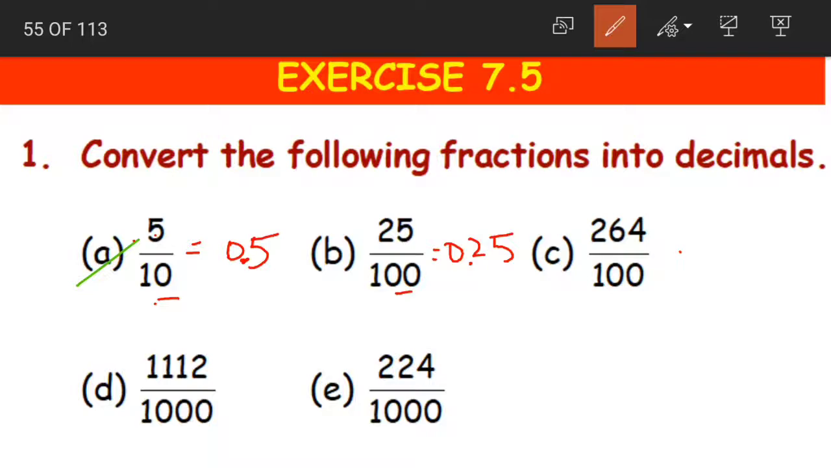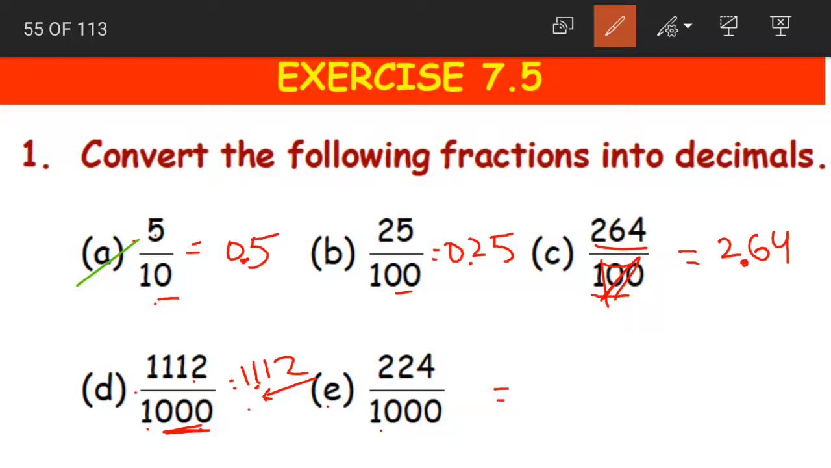Coming to question C, 264 by 100. Both the number of digits are same, so we write the numerator as it is, and in the denominator we have 2 zeros. So after 2 digits from the right, I am placing the decimal point. 2.64 becomes our answer. The same way question D, the number of digits are same, so writing the numerator as it is, we are having 3 zeros. So after 3 digits from the right, I am placing the decimal point.